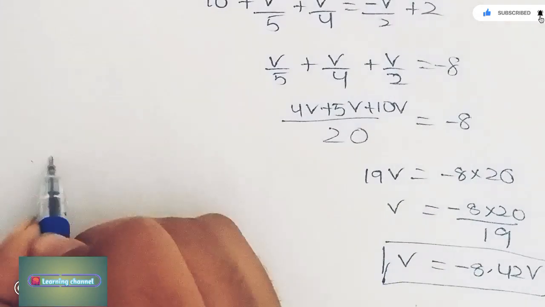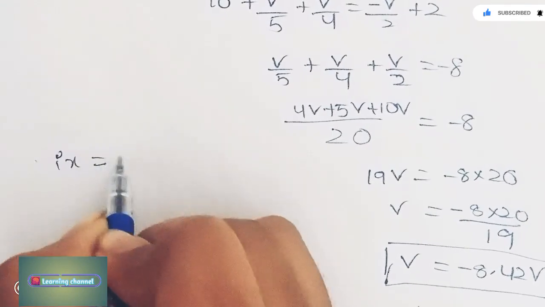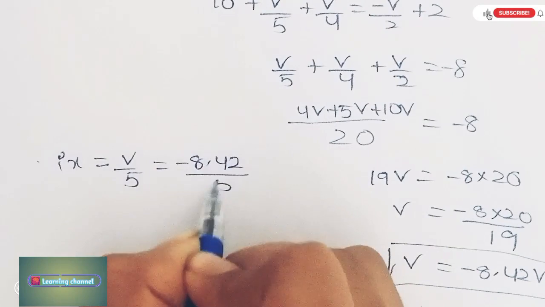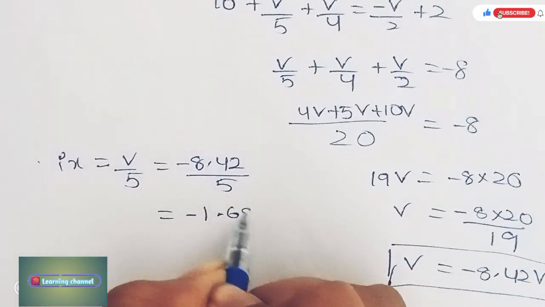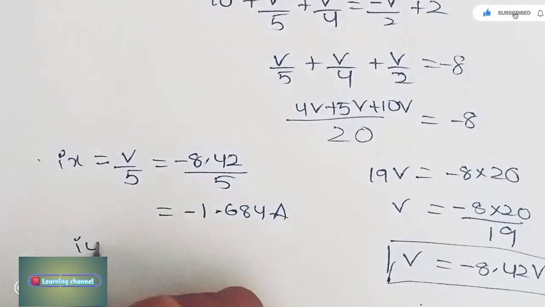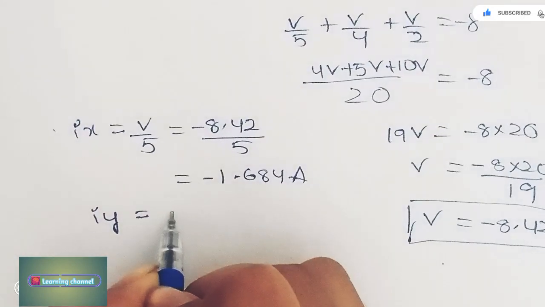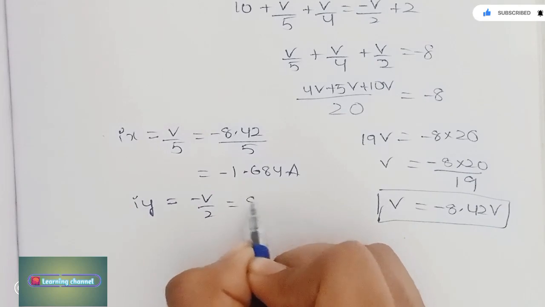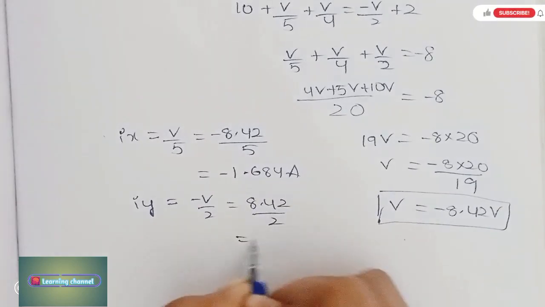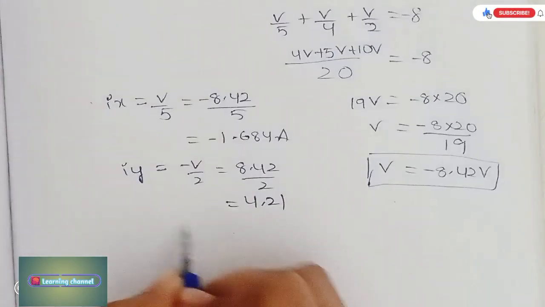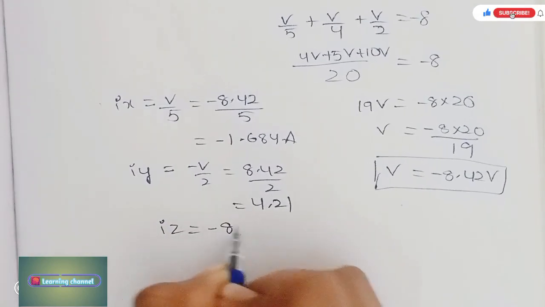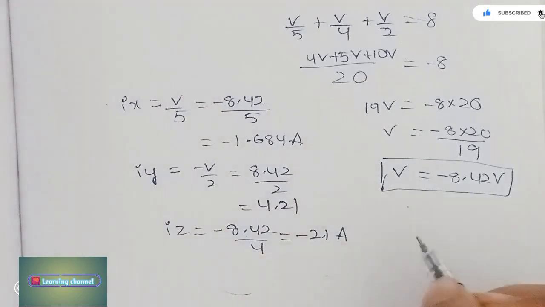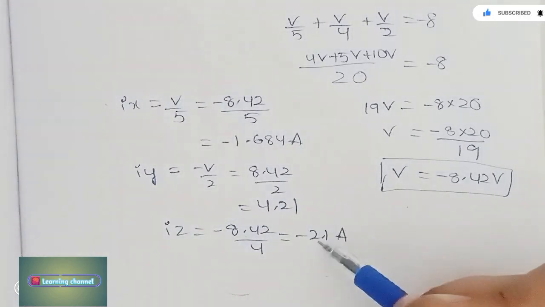From the above equations we have Ix is equal to V by 5. That is equal to minus 8.42 by 5, that is equal to minus 1.684 amps. And next Iy is equal to 8.42 by 2, 4.21. Next Iz is equal to minus 8.42 by 4, which is equal to minus 2.1. So in this way we can calculate the current values by using KCL.